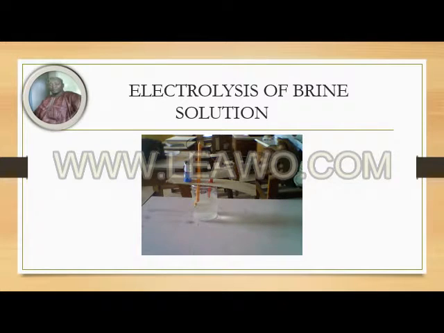Now, in the electrolysis of brine solution, when you connect your battery to your cathode and your anode terminal, there is going to be dissociation of ions. In the electrolysis of brine solution, we have sodium chloride and water. When they dissociate to form mobile ions, we have the sodium ion, the chloride ion, the hydrogen ion, and the hydroxide ion.